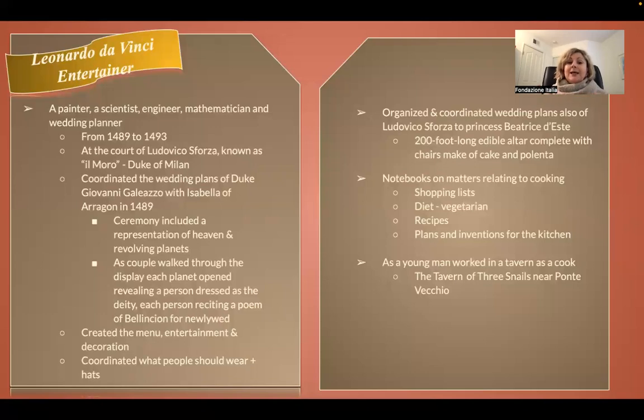As a young man, while working as an apprentice in the Verrocchio shop, he also worked as a cook in Florence, at the Tavern of the Three Snails, a very low level restaurant where only one food, the main food, was served: snails.